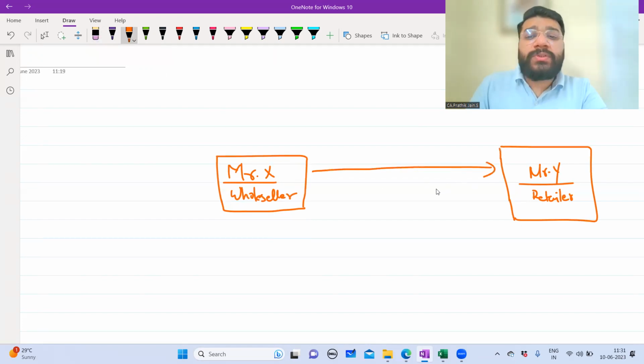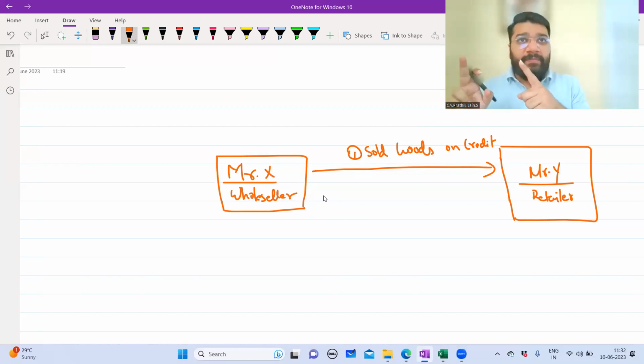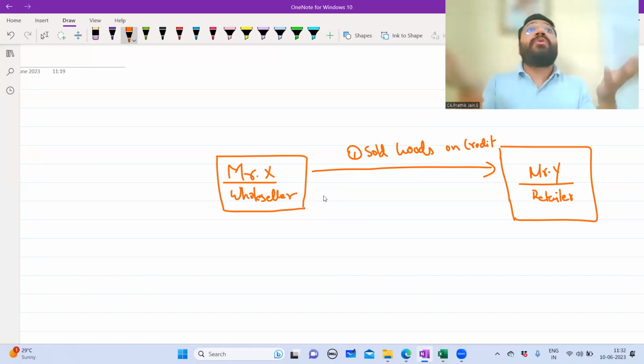Mr. X has sold goods to Mr. Y on credit basis, which means X is the seller, Y is the buyer, Y is the customer. It does not stop here. X has something which is selling to Y, which means Y is buying something from X. Y has got something which X is also liking, which means X is also buying something from Y. So X is selling goods to Y, and Y in return is selling some other goods to X.